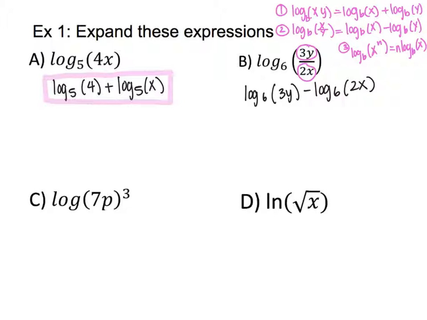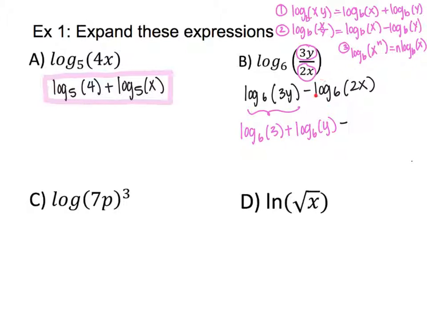And then from there, I can just look inside of the log. This is a 3y, so I'm going to just separate this one here. If I were to separate this, that would be log base 6 of 3 plus log base 6 of y, because for multiplication, I expand using addition. There is a minus sign in between them, so I'm going to bring down that minus sign.